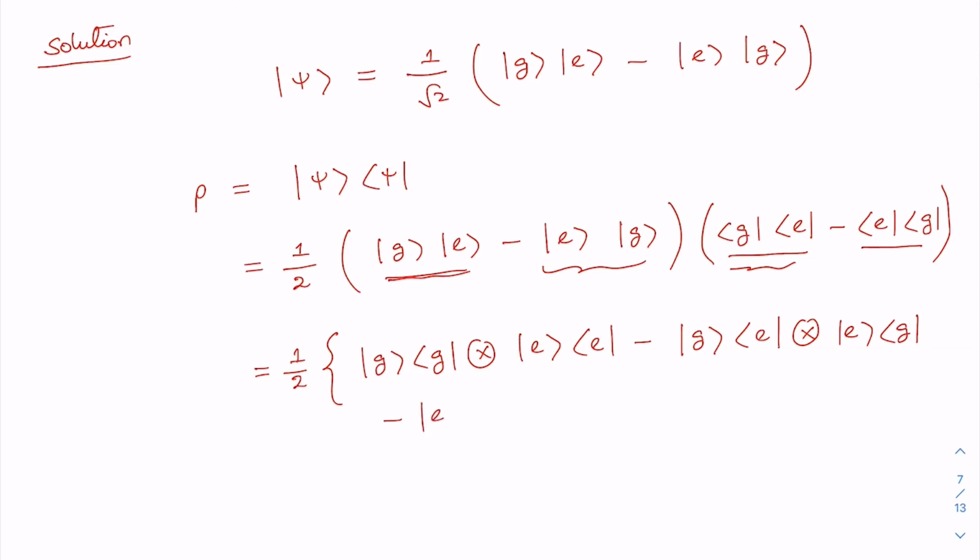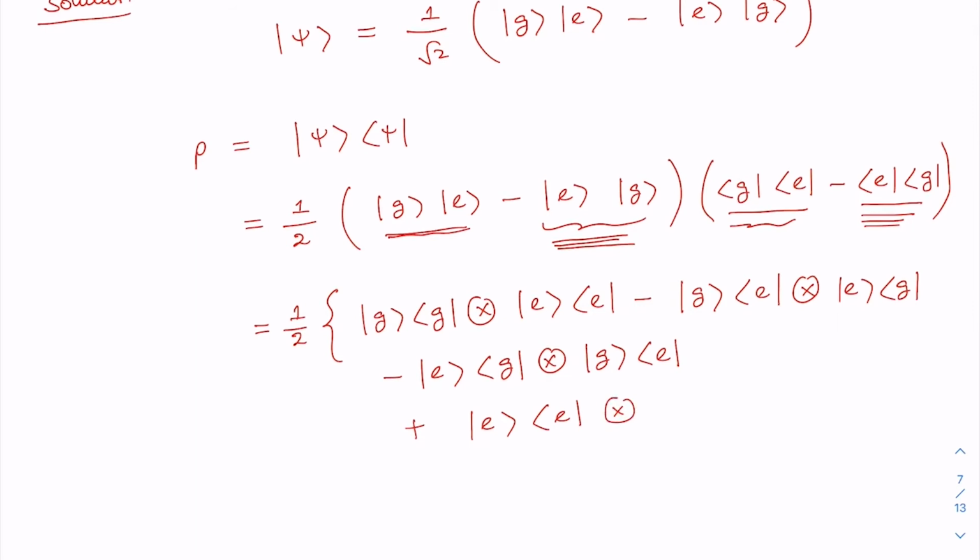Then let me take this one with this one, so I'll have minus ket E bra Z tensor product with ket Z bra E, and finally let me take the tensor product of this one with this one, and this will give me plus ket E bra E tensor product with ket Z bra Z. Okay, so this is what we have. That would be our density operator.